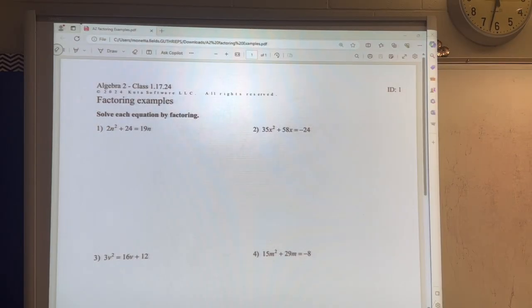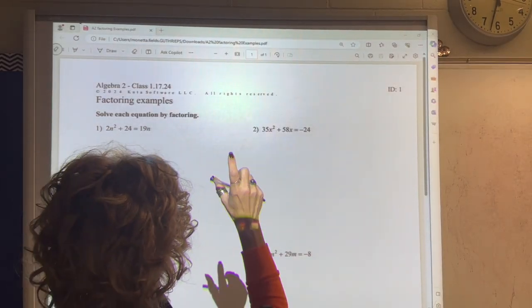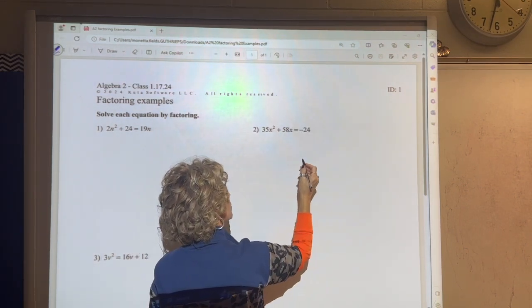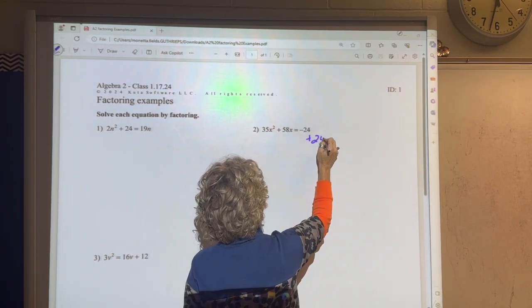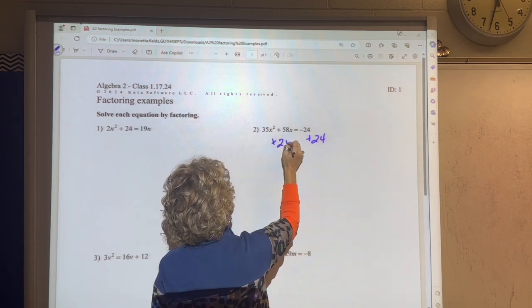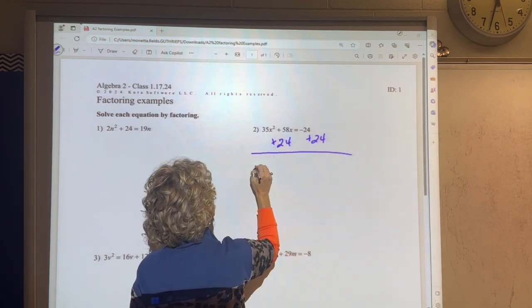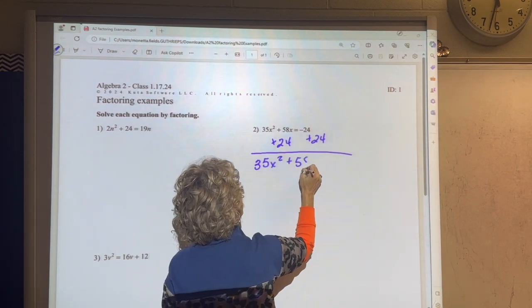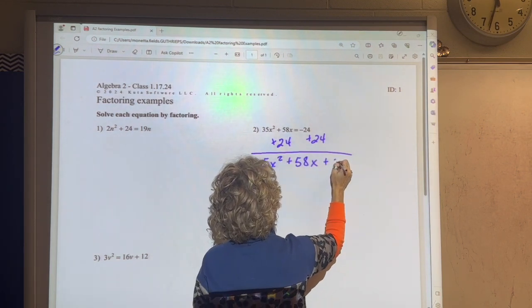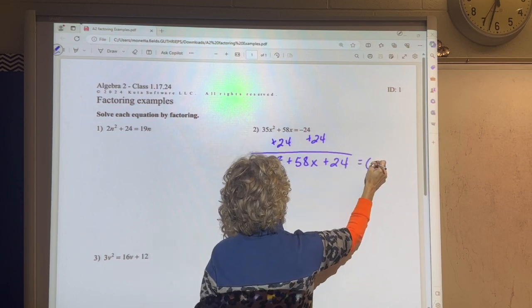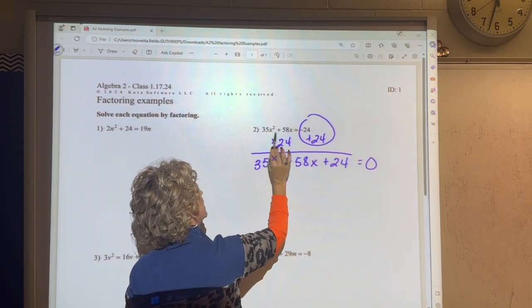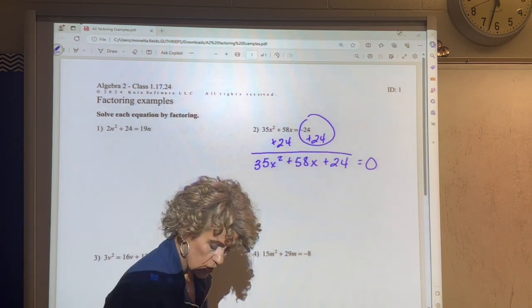Okay, so here we're going to do our second example. We're going to do number 2. So first and foremost, one side equal to 0. To get that, we're going to add 24 to both sides. So there we have it. We have 35x squared plus 58x plus 24 equals 0. Just want to reemphasize these are additive inverses. None of these are like terms.